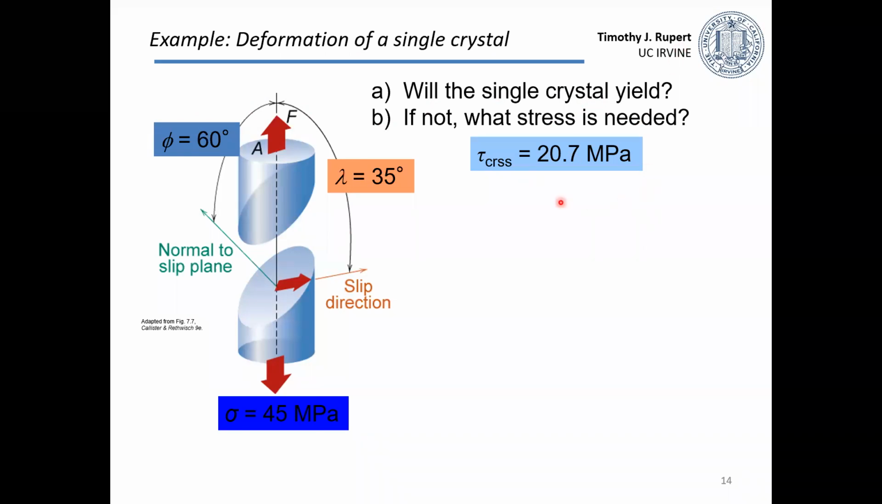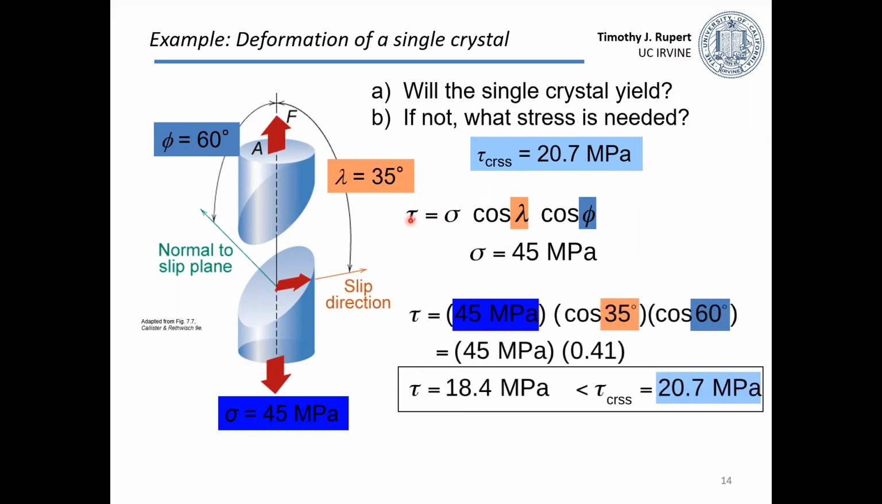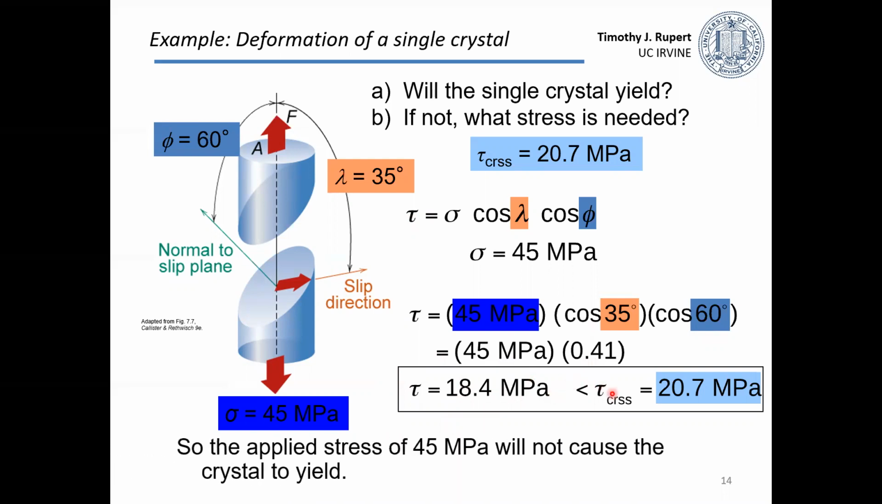I'll give you a second to think about how you would go about running through this problem. All right, so the first thing we want to do is see what we have. We have these angles, we have the applied stress. We want to pull up that equation that relates all these values. We can plug it in and find what the resolved shear stress is, and then compare it to that critical value. We plug in these numbers and get that our resolved shear stress is 18.4 megapascals. That's less than that critical value, so our sample will not be yielding in this situation.